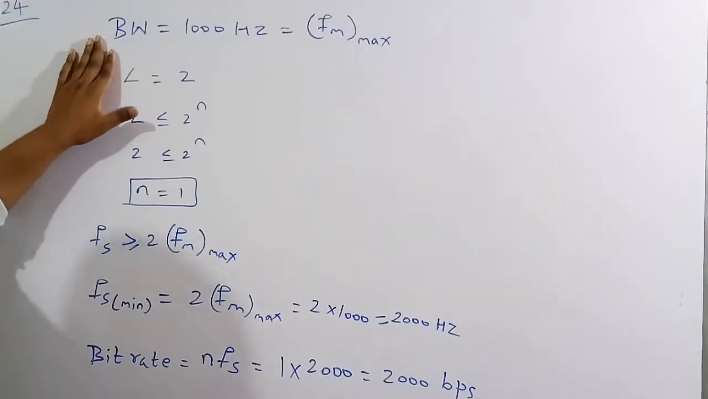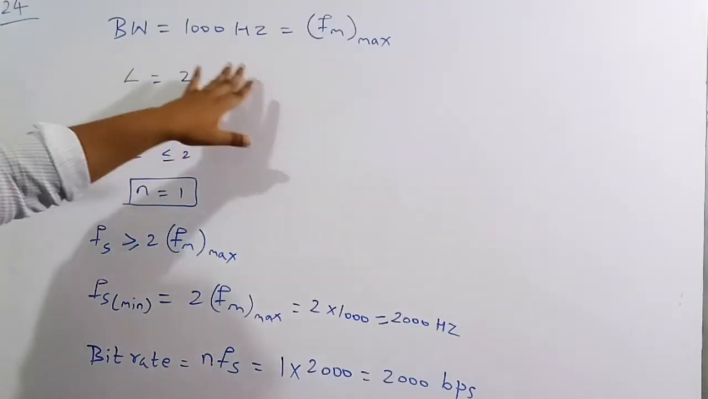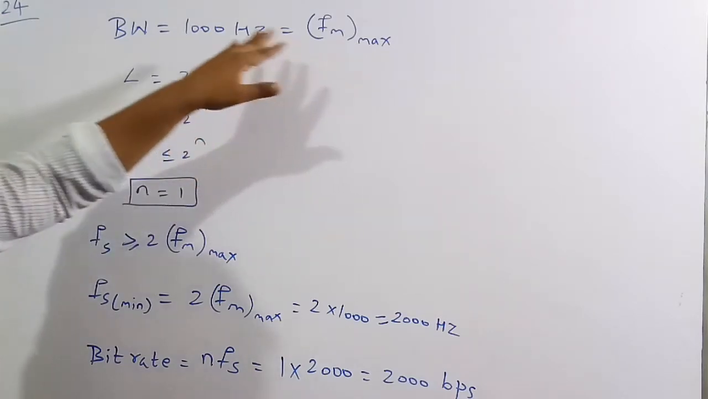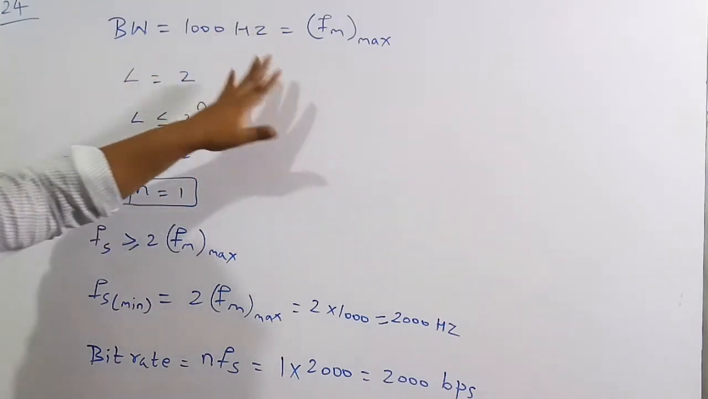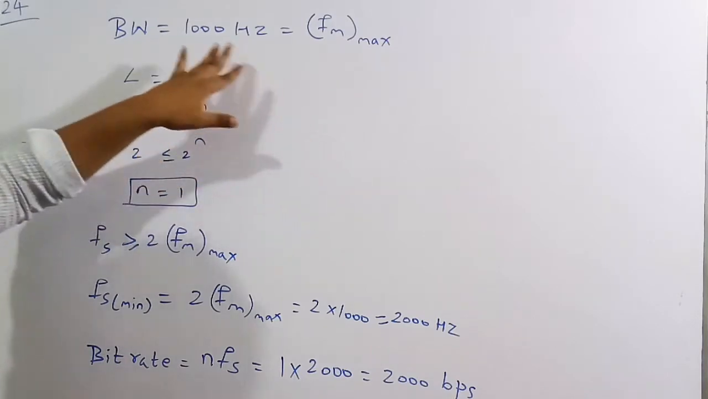In the question they have given that the bandwidth is equal to 1000 Hz, which means the maximum message signal frequency allowed is only 1000 Hz, not more than that. So therefore the maximum message signal frequency is only up to 1000 Hz.